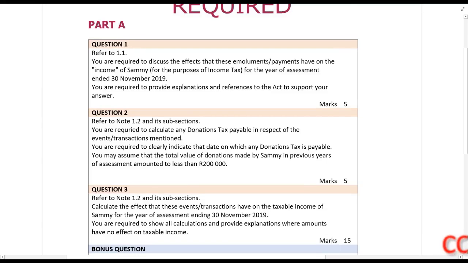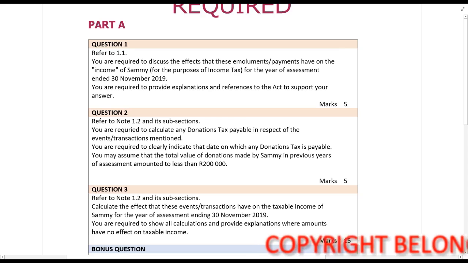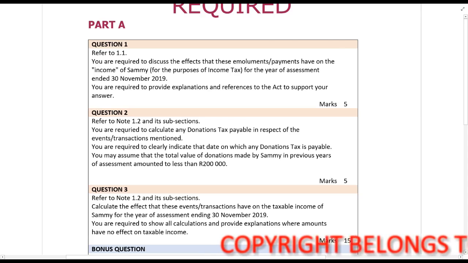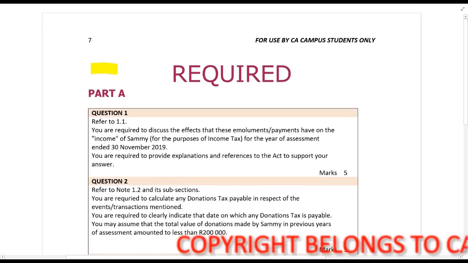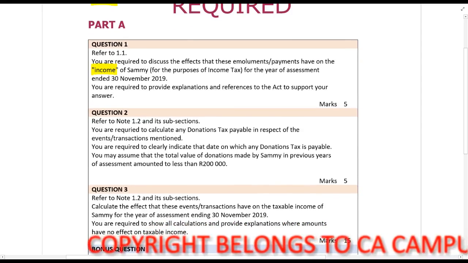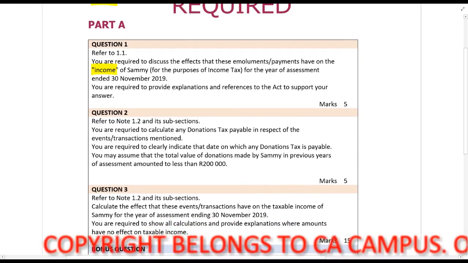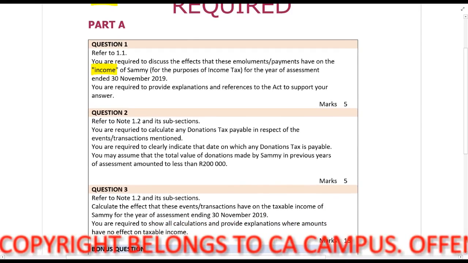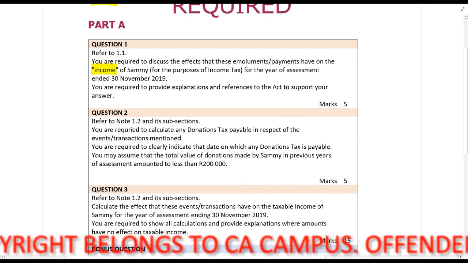Let's look at the required for Part A. It says refer to 1.1. You are required to discuss the effects that these emoluments or payments have on the income of Sammy, and that's for the purpose of income tax, for the year ended 30 November 2019. You're required to provide explanations and references to the Act to support your answer.